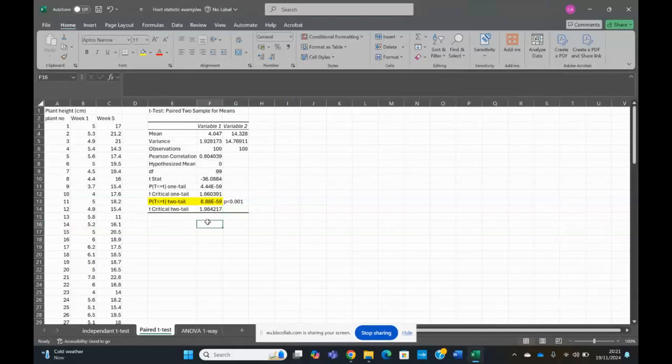And for a significance, p is less than 0.05. So in this case, 0.001 is smaller than 0.05. So we can conclude that there is a significant difference in the plant height over the time of the trial.